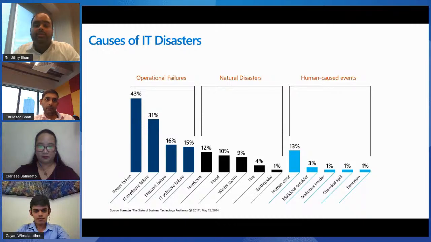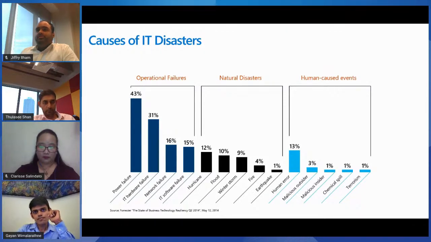I hope the proper slide is being displayed. Today's perception is these are the causes of IT disasters. How are we going to mitigate this? Operational failures, power failures, IT hardware failure, network failure, you name it. Then natural disasters, which you can't predict nowadays: hurricanes, floods, water storms, fire, and earthquakes, a very common term for everyone. And human-caused events: human errors, chemical spills, terrorism, a malicious outsider or a malicious insider. You have so many cases which happen around us. It can affect your downtime and it will affect your business continuity.